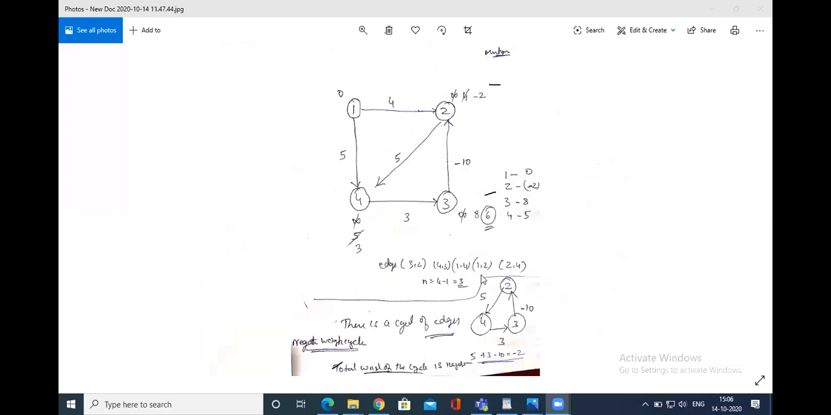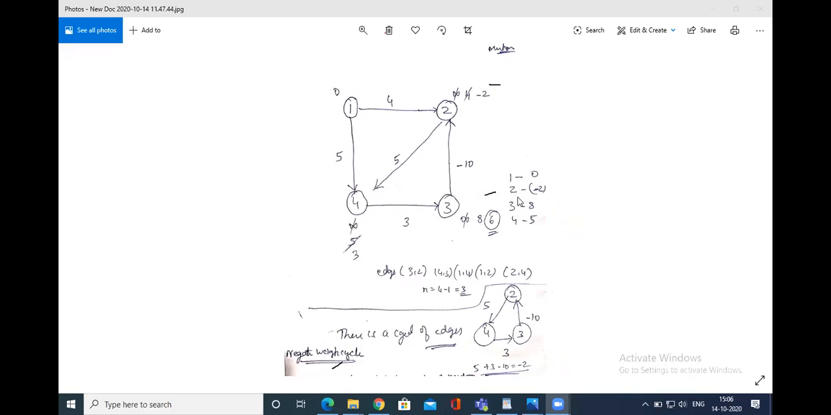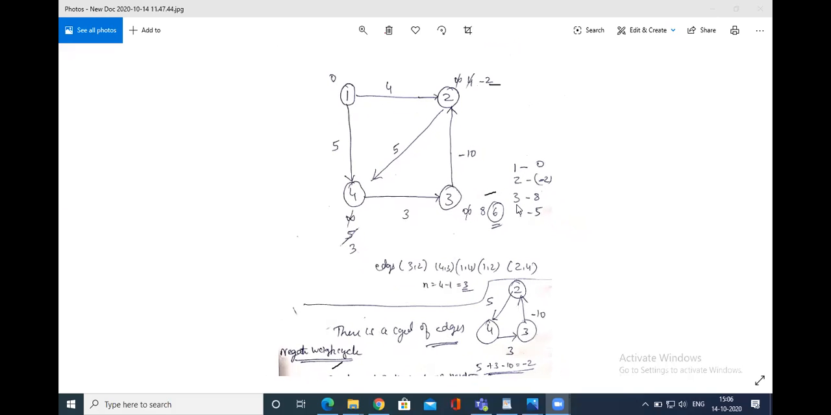But what happens when we have a negative weight cycle? When we have a negative weight cycle, such as this, whose weight is negative, if you repeatedly do relaxation after the 3rd time, the 4th time, the cost will change. So you can try it. In that case, we say that the Bellman-Ford algorithm fails. So the Bellman-Ford algorithm will not work if we have a negative weight cycle.